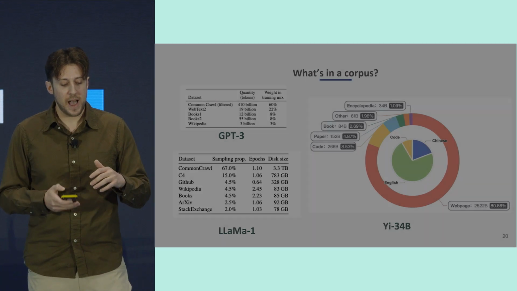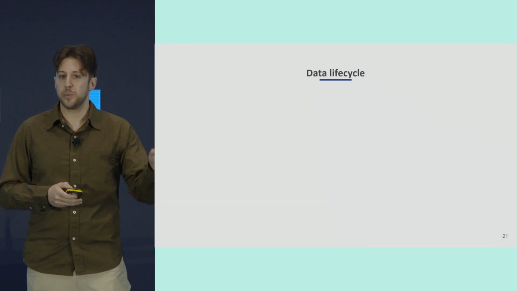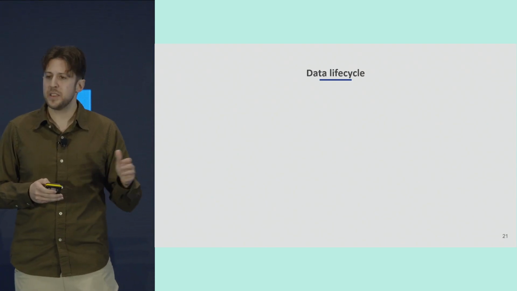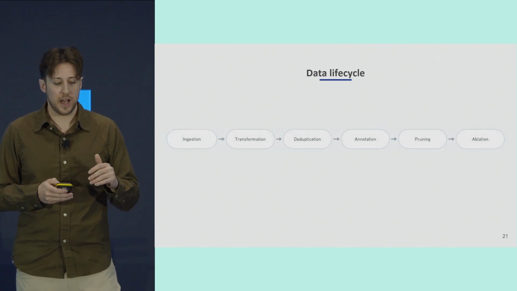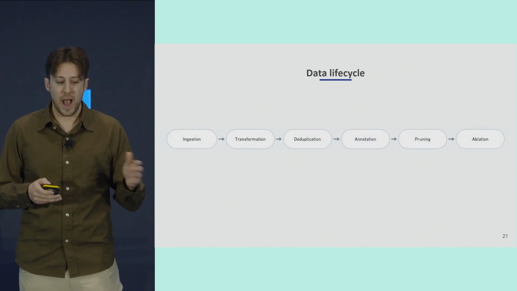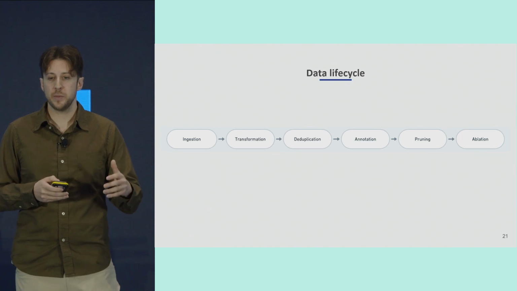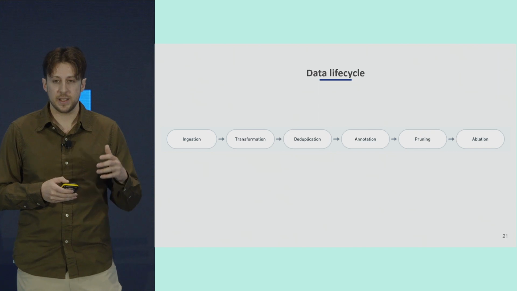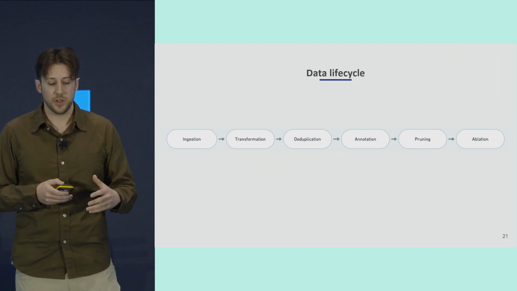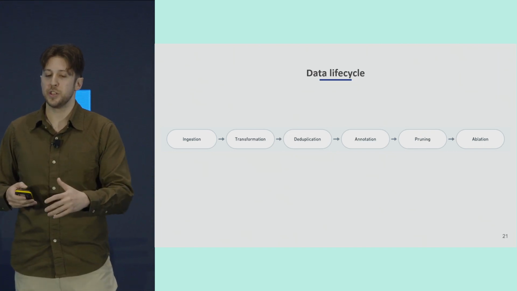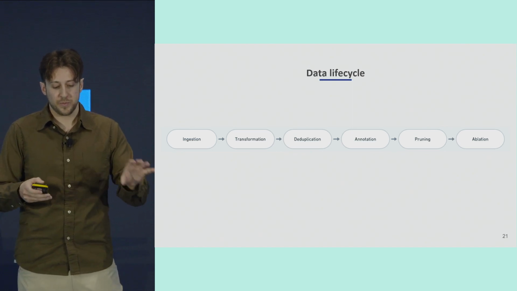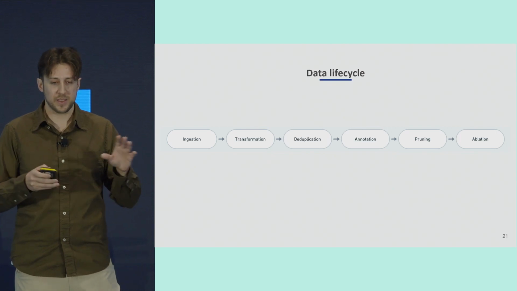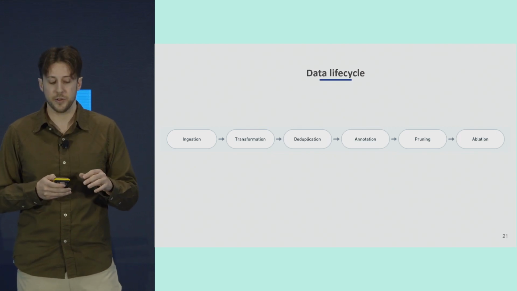So are there commonalities in terms of how we process these really heterogeneous data sources? And the answer is pretty much yes. Most of them will follow the same pattern of ingestion, going on to transformation, deduplication, annotating the data with various metrics and metadata, pruning based on the results of annotation, and then finally ablation and training. Obviously, it's not always like this. You may jumble them up. This is a super bird's eye view, but generally most data sets will follow this pattern.